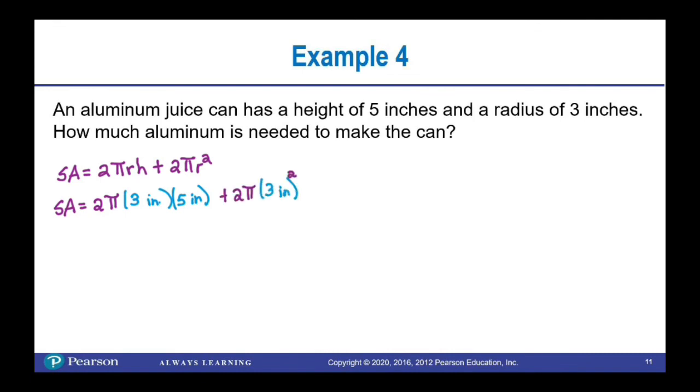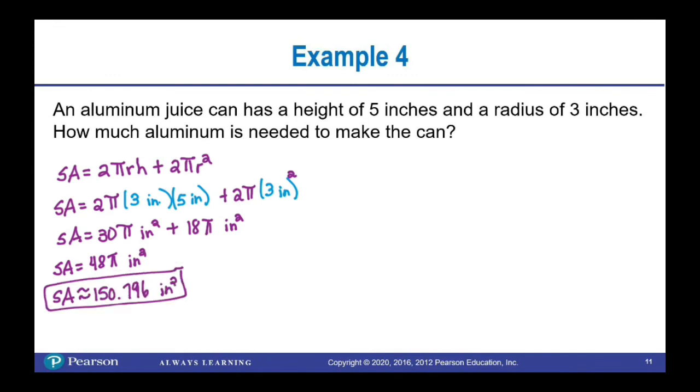Plus, again, the radius is 3 inches. 2 times 3 times 5 is 30, so we have 30 pi square inches. 3 squared is 9 times 2 would be 18 pi square inches. Add these together, it gives us 48 pi square inches. Again, read your directions in MathLabs. They may ask you to leave the pi in your answer, or they may ask you to multiply it out. 48 times pi, or 48 times 3.14, is approximately 150.796. And don't forget your units here are square inches.